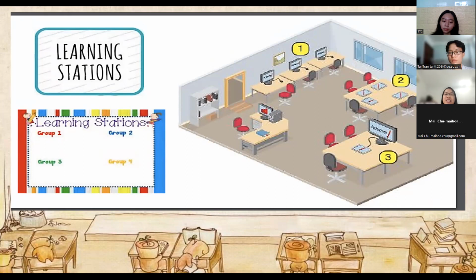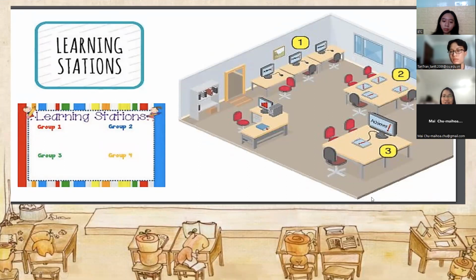On the screen, you can see this room ideally designed for the different stations. As you can see, station number 1, station number 2, station number 3. And you would assign the groups to sit at different stations here with the given activities. So what are the activities? In the next part, I will tell you more about this one.